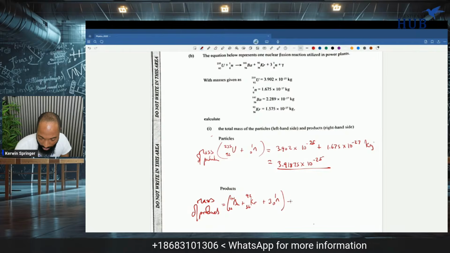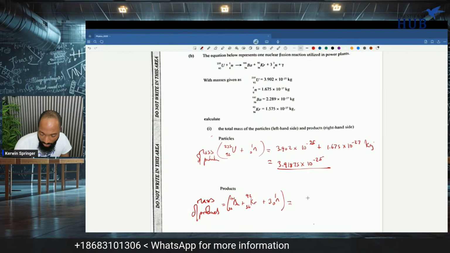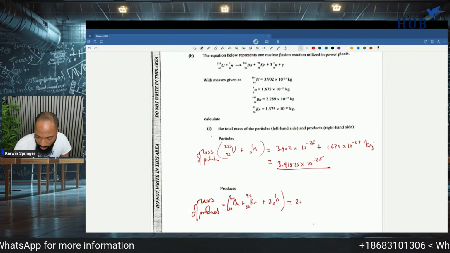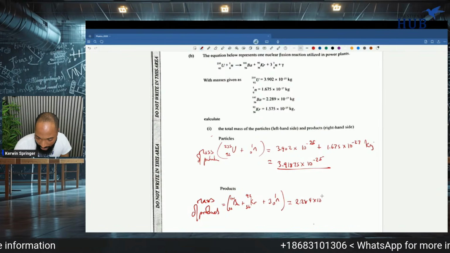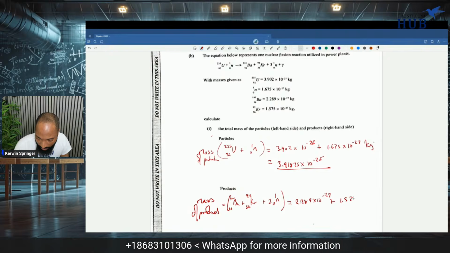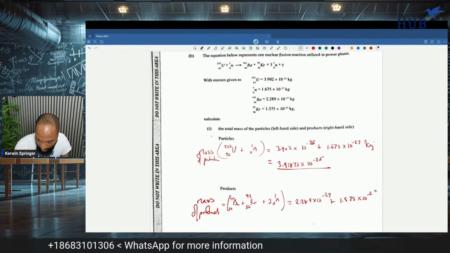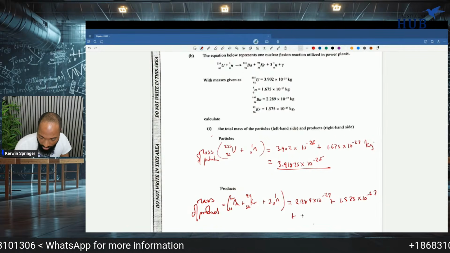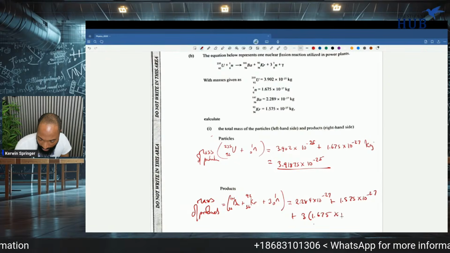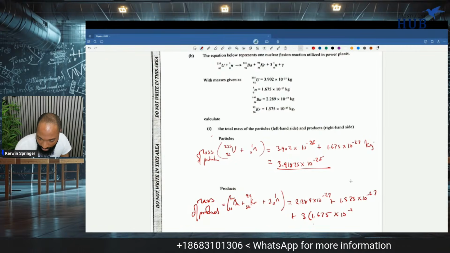about gamma. Gamma can hold our vibes and a meditation. So barium, we have the 2.289 times 10 to the negative 27. Krypton is 1.575 times 10 to the negative 27, plus 3 times 1.675 times 10 to the negative 27 again.